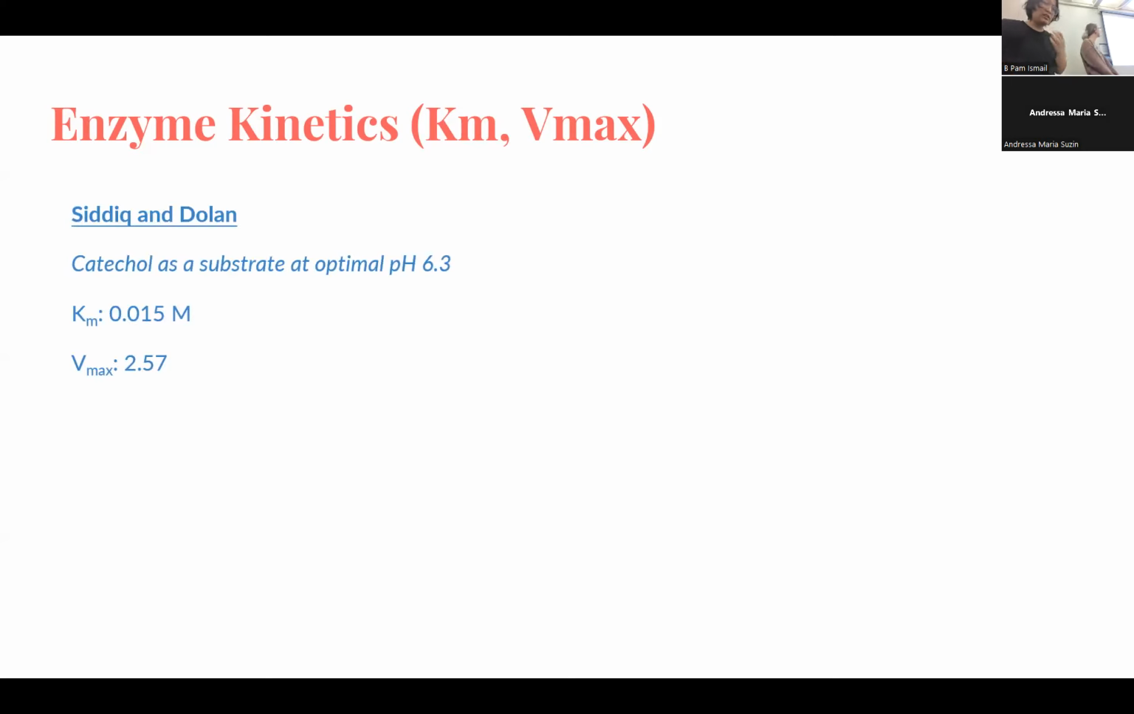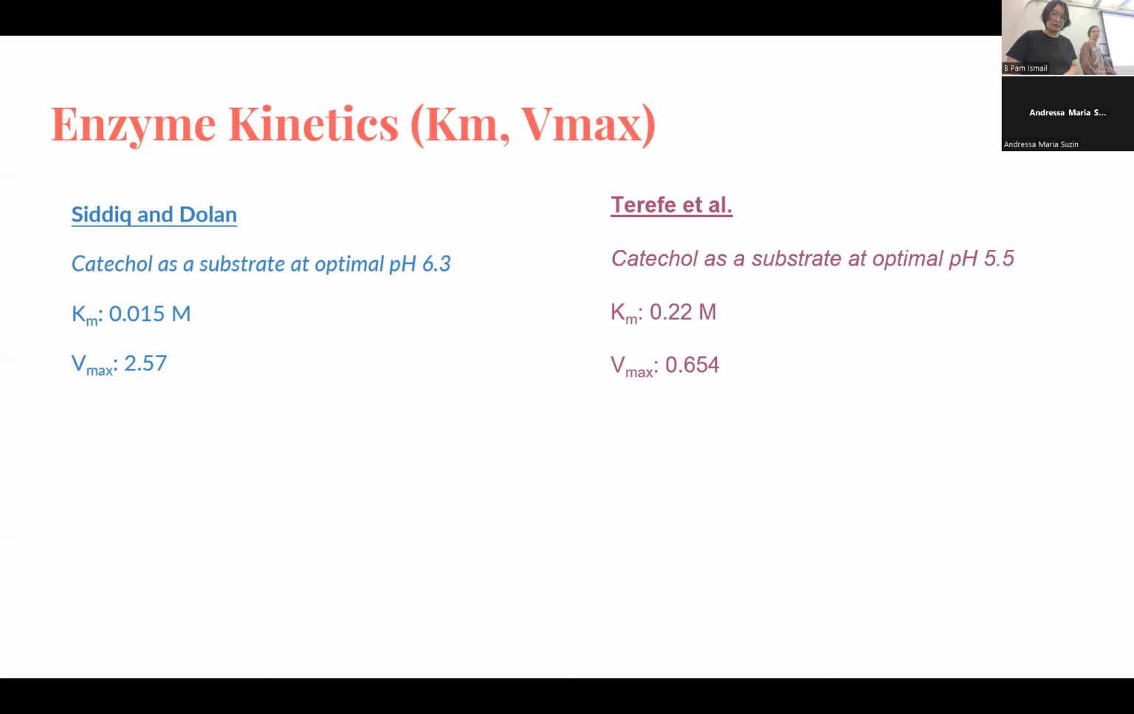So both papers use catechol as a substrate. And because Siddiq and Dalan determined the optimal pH was 6.3 for their blueberries, that's what they used. They found a Km value of 0.015 molar, which is pretty low, and a Vmax of 2.57. In contrast, Tracy et al.'s paper also used catechol as a substrate at the optimum pH of 5.5, but a much higher concentration was required to reach Km, at 0.22. And the Vmax was also much lower at 0.654.